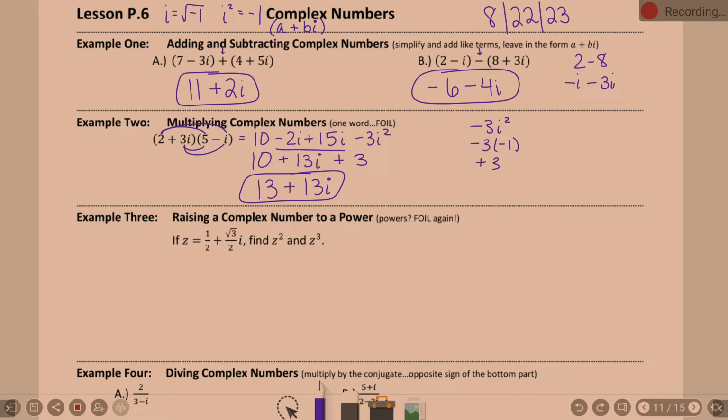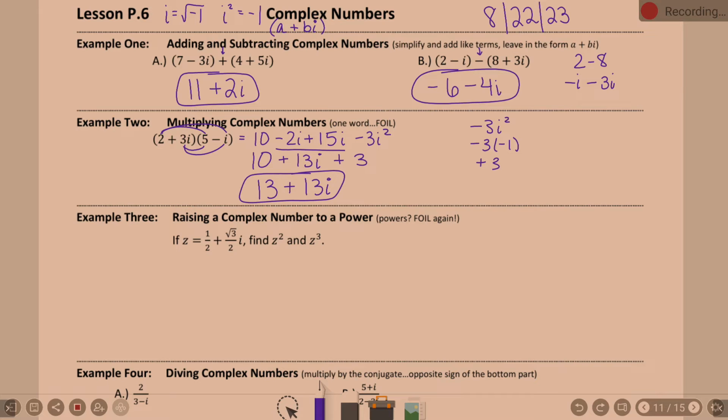Okay. Example 3. Raising a complex number to a power. This time our complex number that we're working with is z, and z is defined to be 1/2 plus square root of 3 over 2 times i. We're being asked to find z squared and z cubed.